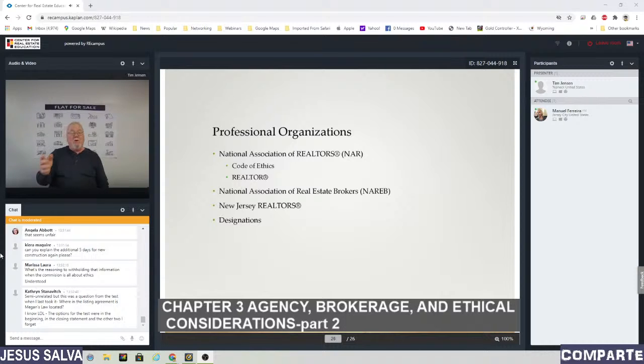Once you become a broker, you can join NAREB, or the National Association of Real Estate Brokers. There's also New Jersey Realtors, the state level designation you're going to join, and whatever other designations you wish to get. Now, a designation is an area of specialty or a niche market.